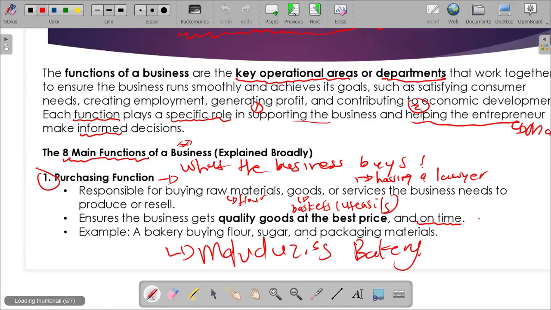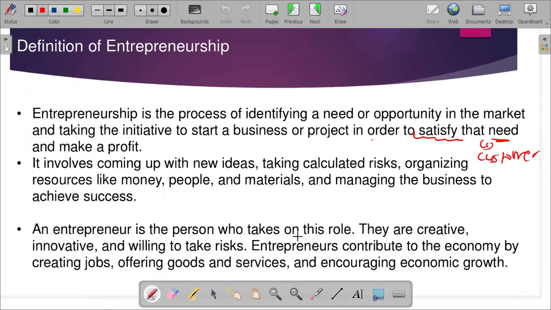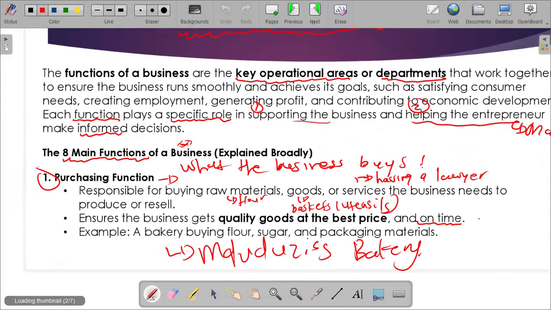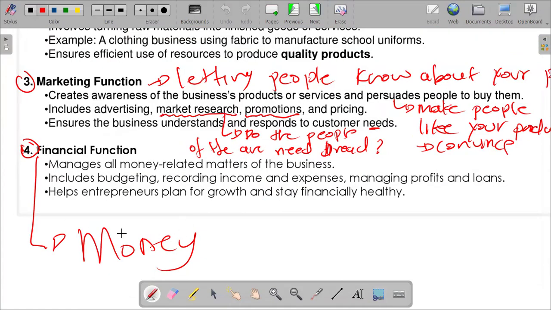You remember that you need to be able to organize resources like money, people, and materials. Money. You need to be able to handle money. You cannot be running a business if you don't know how to take care of money. Right? So the financial function involves money.